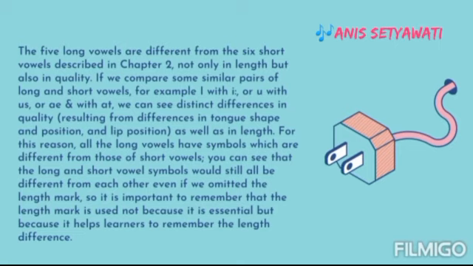For this reason, all the long vowels have symbols which are different from those of short vowels. You can see that the long and short vowel symbols would still all be different from each other even if we omit the length mark. So it is important to remember that the length mark is used not because it is essential, but because it helps learners to remember the length difference.